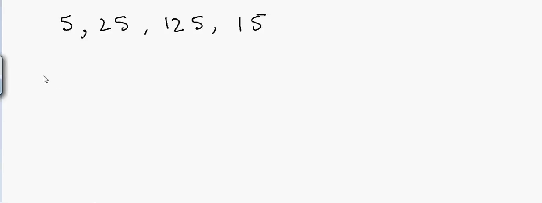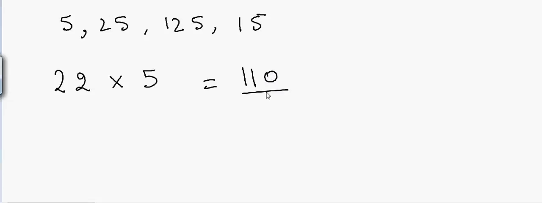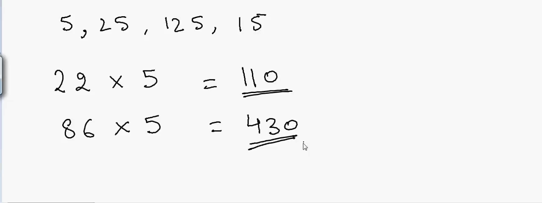So let's do the first, multiply by 5. In case of 5, suppose I have a number 22 and I want to multiply it by 5. All I have to do is divide 22 by 2, that will be 11, and then put a 0 in the end. So that will be my answer. Again, let's say I have 86 and I want to multiply it by 5. All I will do is 86 divided by 2, so that is equal to 43, and then put 0 in the end, so that will be 430.